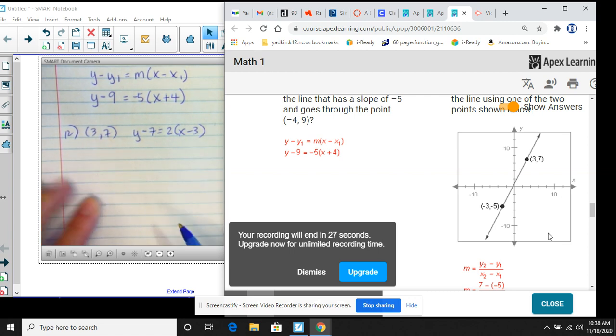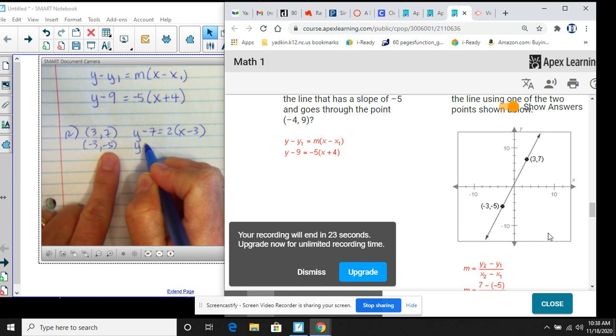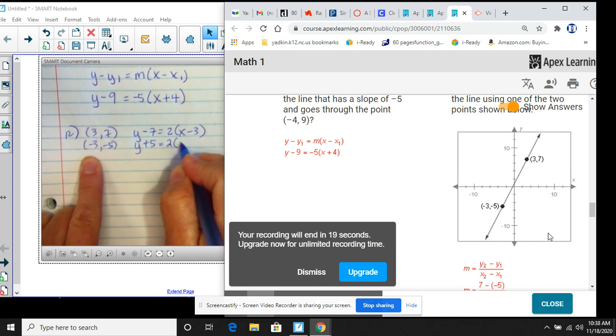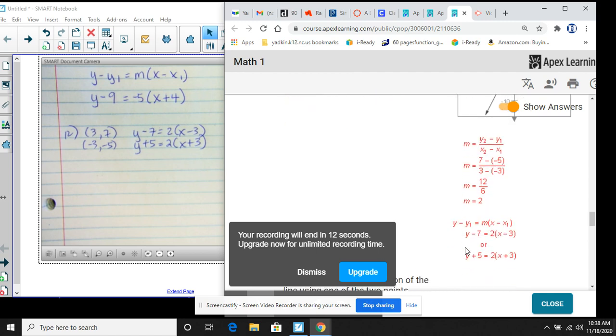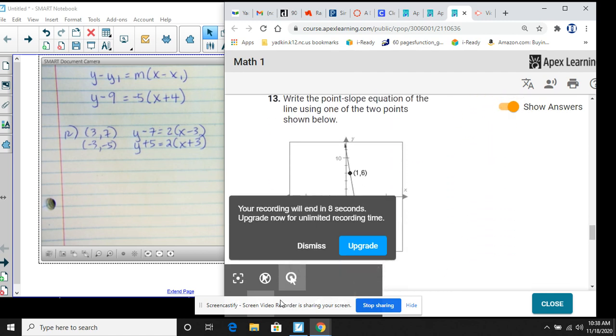Or if you use the other point, -3, -5, y plus 5, because y minus a -5 is plus 5, equals 2 times x plus 3. And I think my time is about, I've got about 12 seconds. So I'm going to stop right here and make the second part.